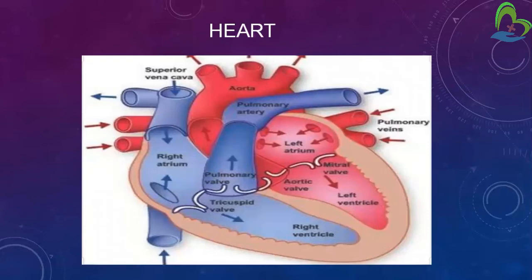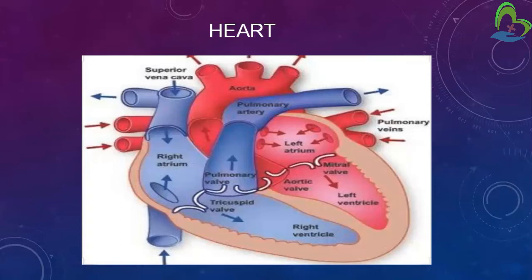The physiology of the heart. In the heart, the deoxygenated blood comes from all over the body parts to the superior vena cava and inferior vena cava. This deoxygenated blood enters into the right atrium, passes through the tricuspid valve and enters into the right ventricle. Then from the right ventricle, the deoxygenated blood goes to the pulmonary artery, which has two branches, the right pulmonary artery and the left pulmonary artery. From both pulmonary arteries, the blood goes to the lungs.